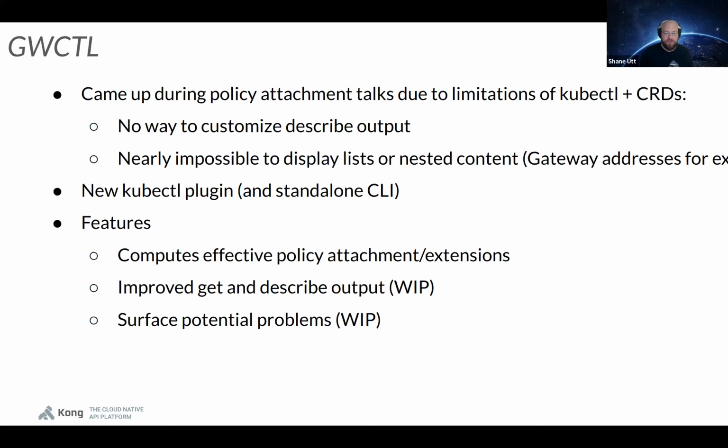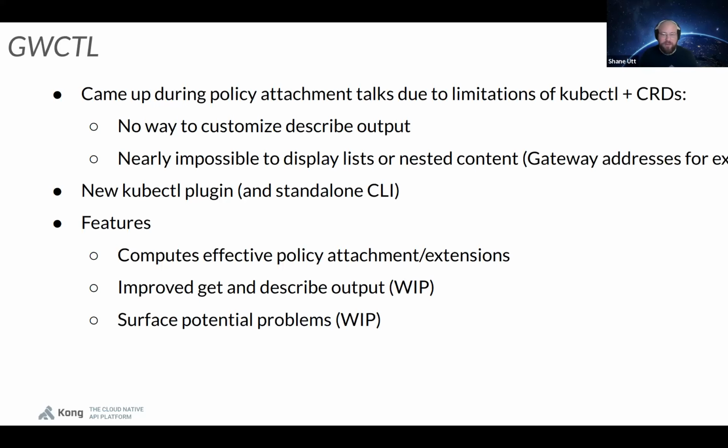It currently computes the policy attachment and extensions. So if you have your own custom policies in your implementation, with kubectl you'd go look at an HTTP route. You'd say get HTTP route, and you wouldn't know if there was a policy attached to it. This is why policy attachment has stayed in experimental so long. We haven't really been able to solve one of the visibility problems: how do users even know their routes are being affected by a policy?